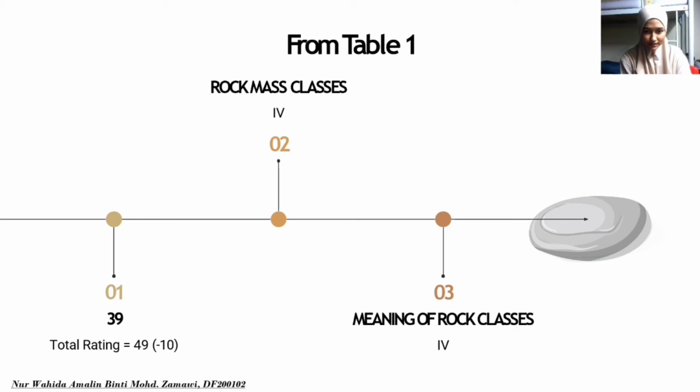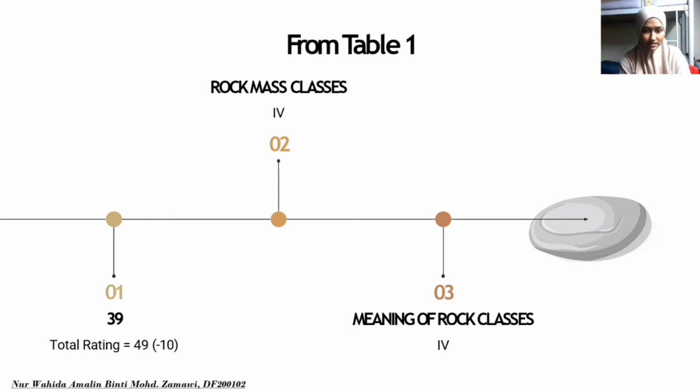From table 1, we got the total rating value, which is 49, and it is deducted by 10 because of the effect of the strike and dip orientation in the tunnel. Drive against dip between 20 degree until 45 degree is unfavorable. Because of that, we need to deduct 10 in value, so we get 39 as the total rating.